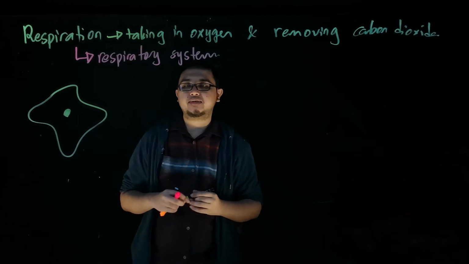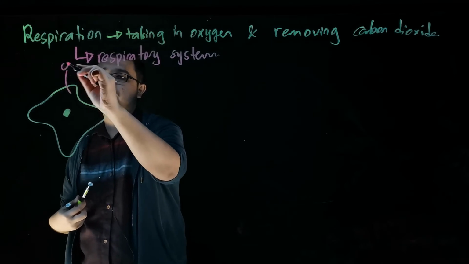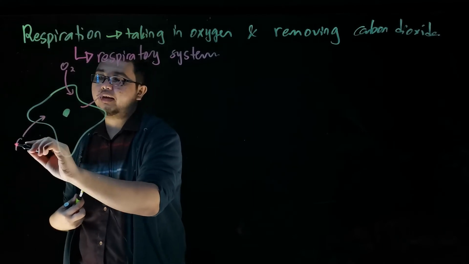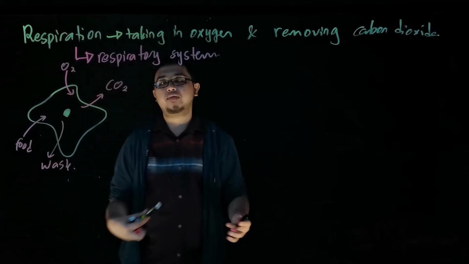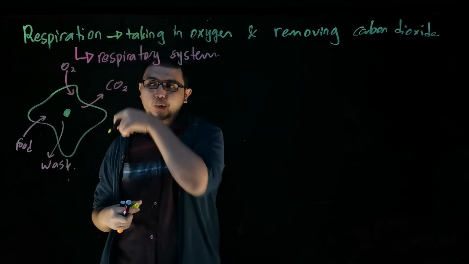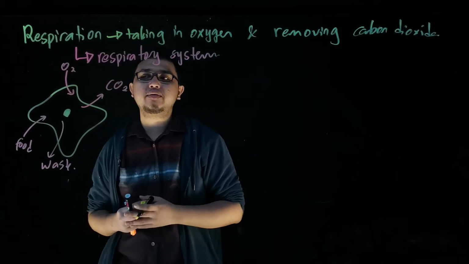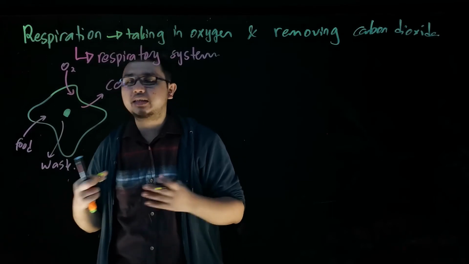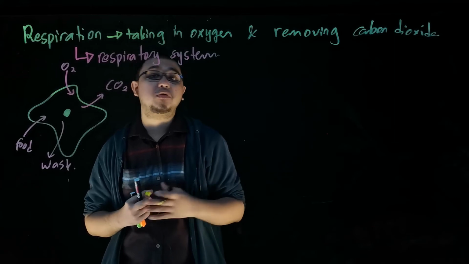With our amoeba cell, oxygen is taken in and carbon dioxide is released. Food is taken in and waste is released. So this is respiration at the cellular level. Respiration at the cellular level allows the cells to carry out daily processes. As we have seen in cellular respiration, it provides the cells with energy, and that energy in turn can be used to produce new cells or produce gametes.